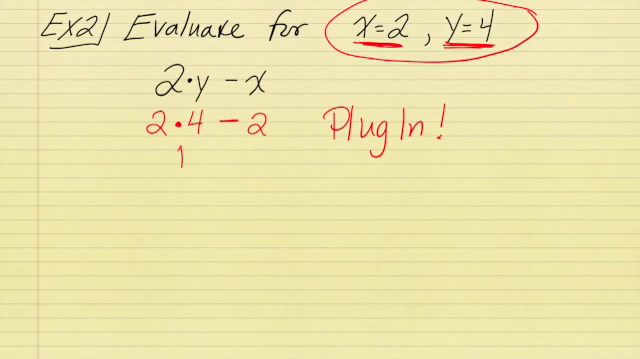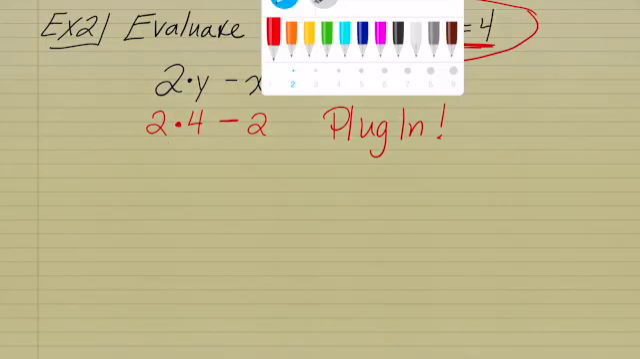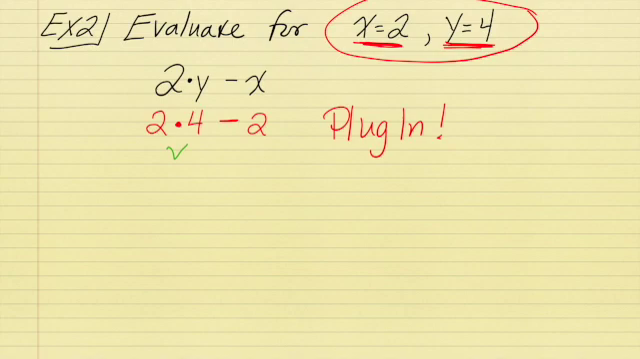So are we going to do the multiplying first or the subtracting? Well, PEMDAS tells us to do the multiplying. So 2 times 4 is 8. Drop down the minus and the 2, and 8 minus 2 is 6. So the answer ends up being 6 for this one.